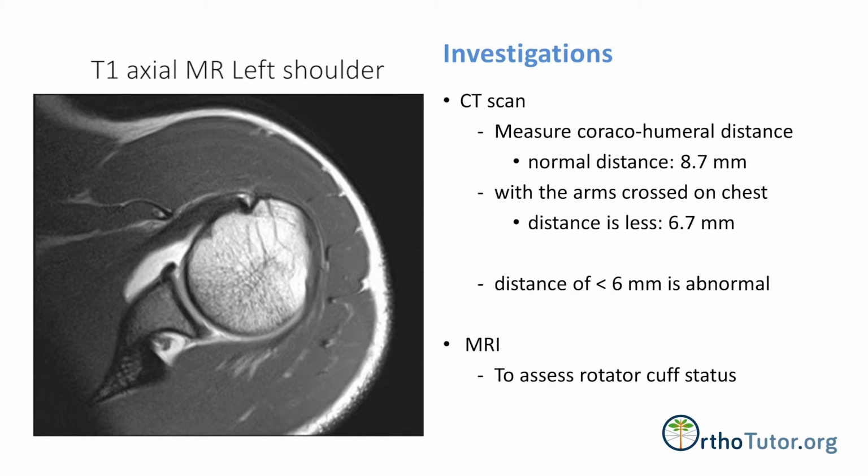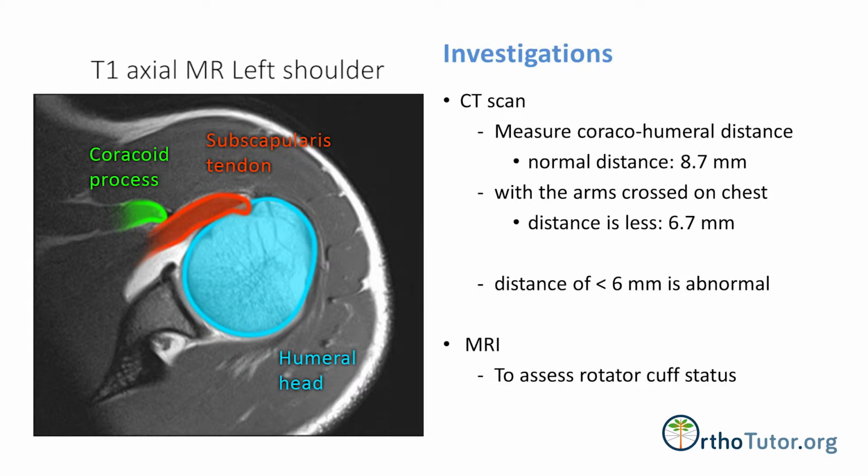MRI scan certainly is useful, mainly to identify cuff tears and to also comment on the distance between the humeral head and the coracoid, mainly in the axial views.